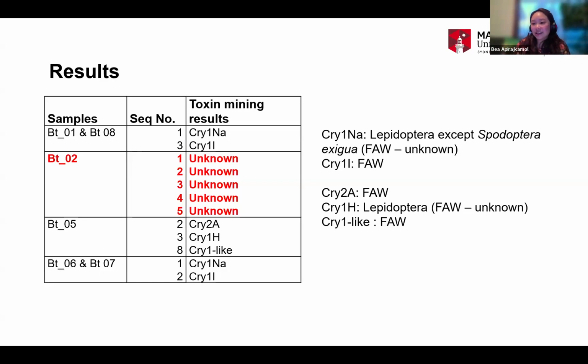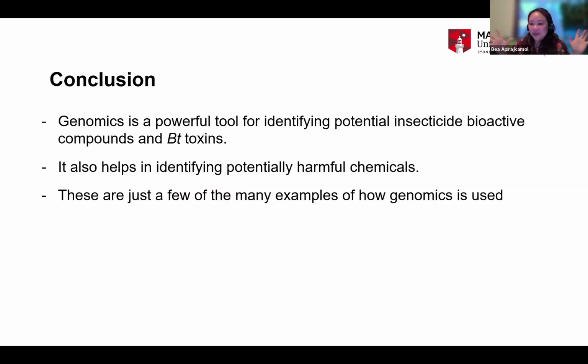This is really exciting and new, and obviously requires further follow up. Maybe it could be expressed in a different microbe like E. coli and tested again on armyworm, using pure protein to make sure that this new toxin works against fall armyworm. Pretty much that's it.